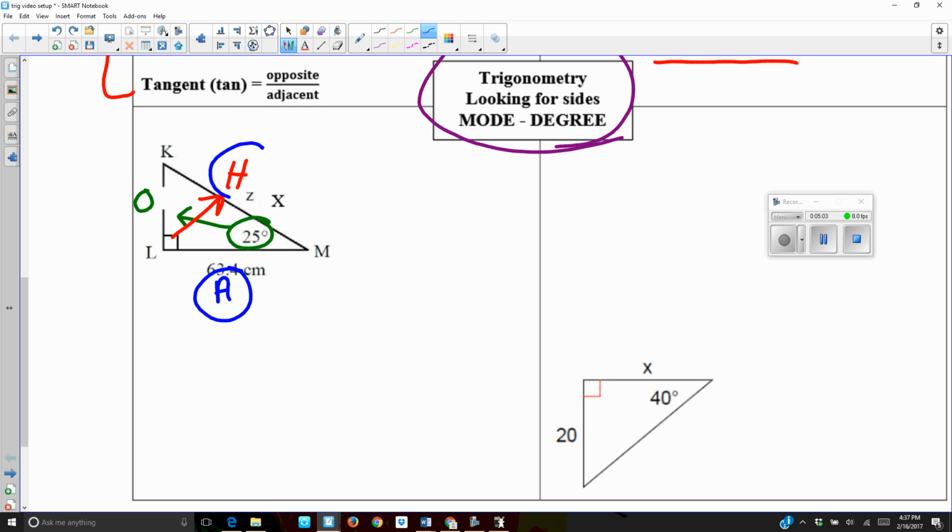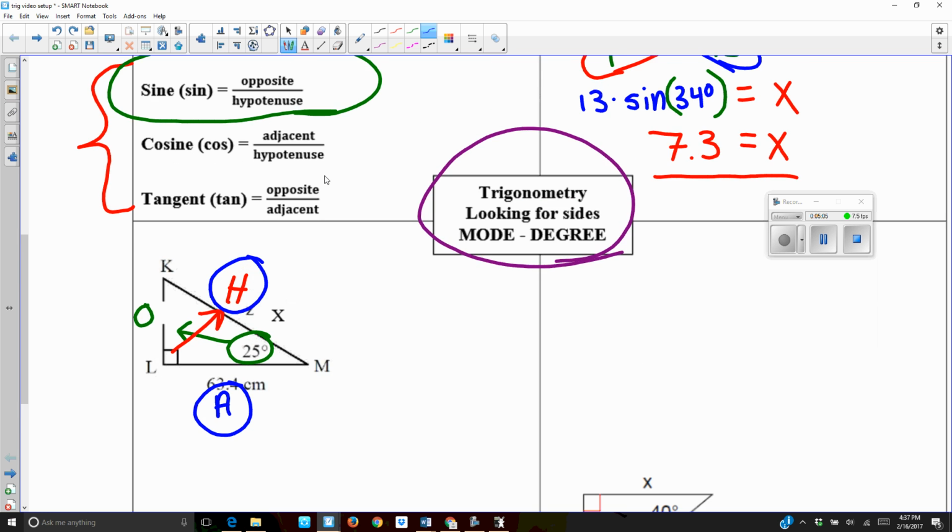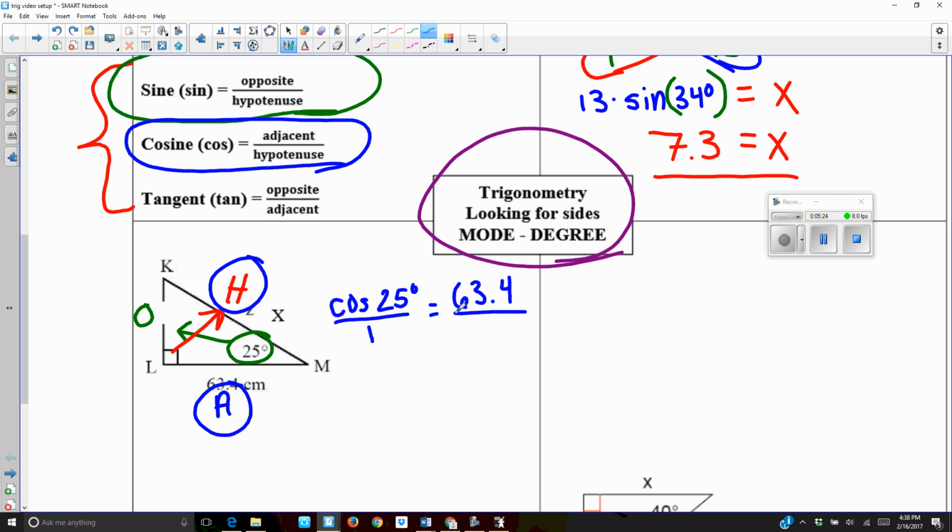So A and H. Look back up here at the top. This means that for this problem we're going to use the cosine trig function. So you're going to take the cosine of 25 degrees, put it over 1, and set it equal to the adjacent side, 63.4, over the hypotenuse, which you can call whatever variable you like, z.